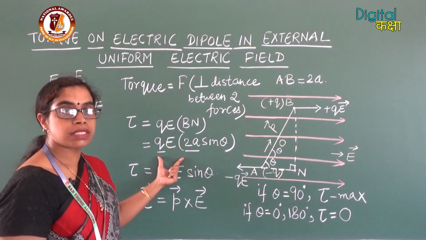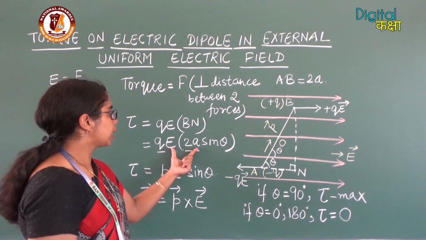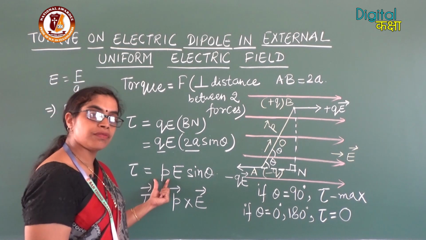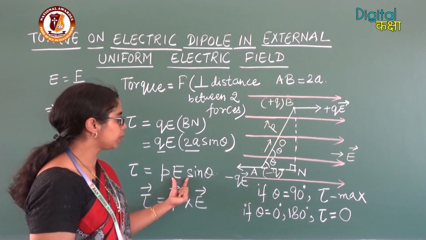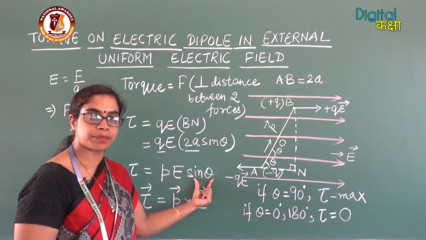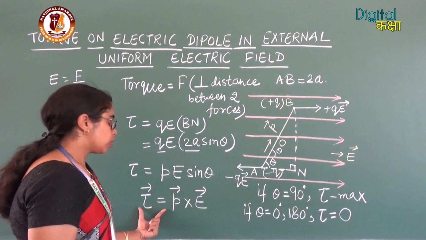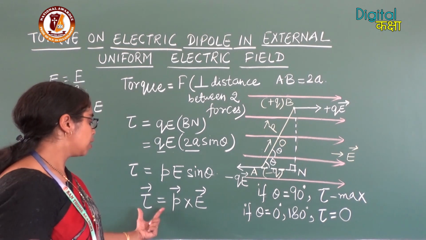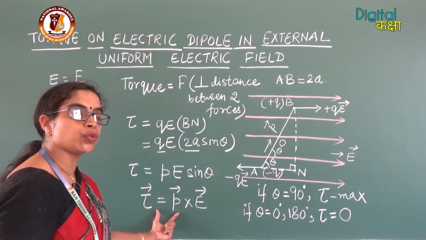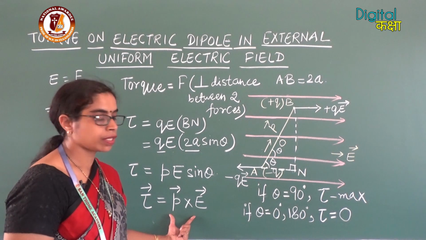When I rearrange the terms, taking q and 2a together, I can write these two as P, which is the electric dipole moment, into E into sin theta. Since torque is a vector quantity, the vector notation of the torque can also be given as vector tau is equal to vector P cross vector E.